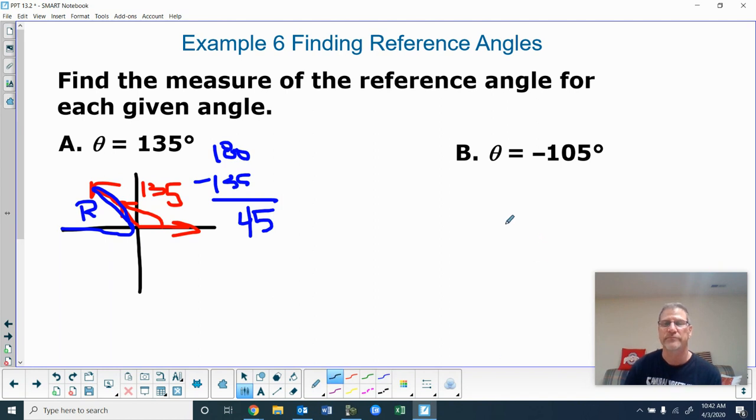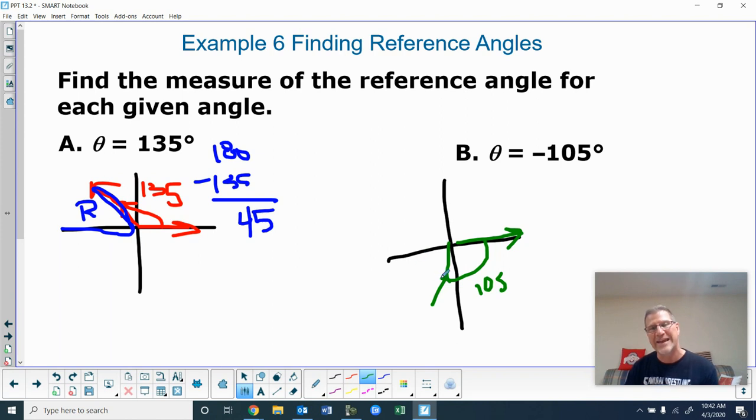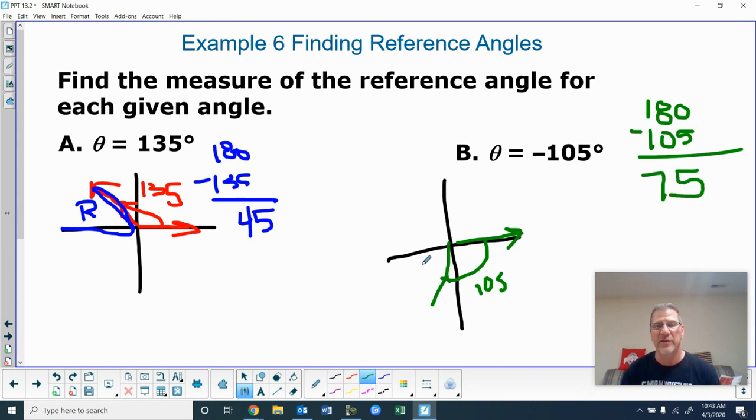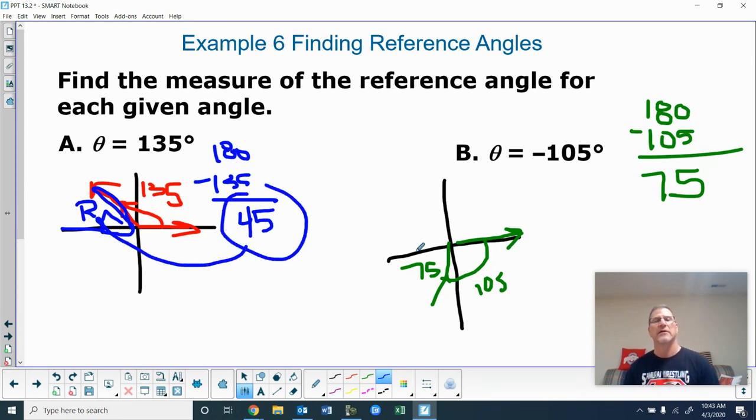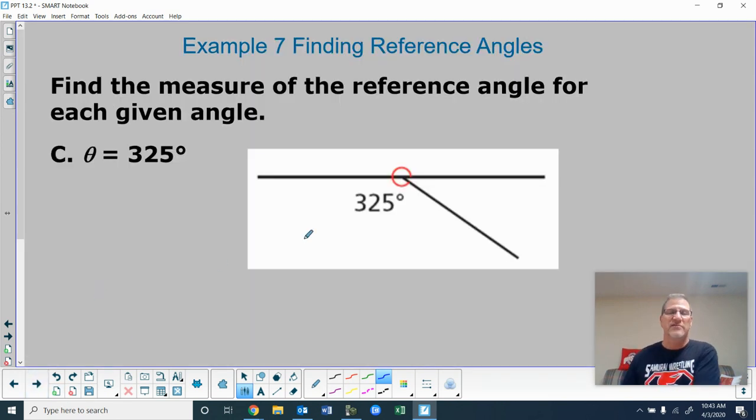If we draw this one, okay, again, I start here, then we go this way. So remember, 90 would be to there, so 105 would be a little bit more, okay? So that's 105. We still go 180 minus 105. And then we'll still get that positive number, which would be 75. So the reference angle right here would be 75. Okay? 45 would have been right there. Sorry I'm sloppy. I'm not very good at this with my mouse.